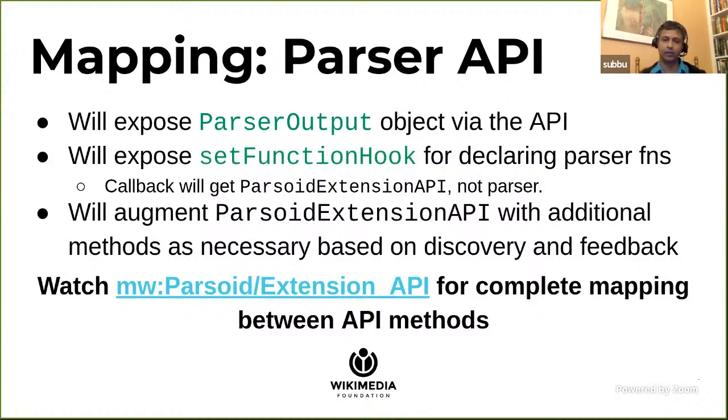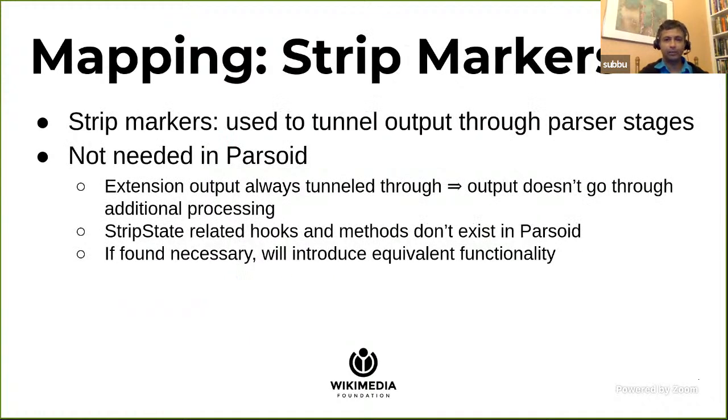You'll get a ParsoidExtensionAPI. So this is a good rule of thumb. Anytime your extensions are inspecting a parser object, you'll not get the parser object. You'll get a ParsoidExtensionAPI object. And as I said many times in the talk, we'll augment the method with additional functionality as we discover, either through feedback or our own exploration. Once again, watch the wiki page for complete mapping in the future. So strip markers, you probably won't need to do this, but if you have a use case, let us know.